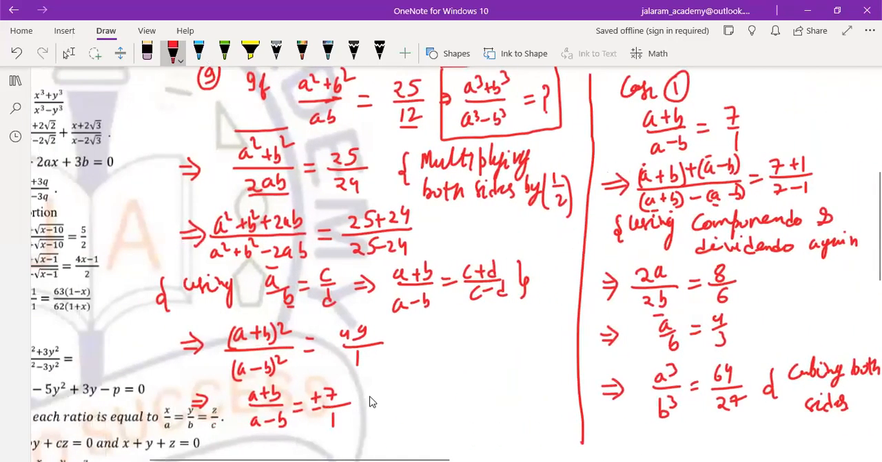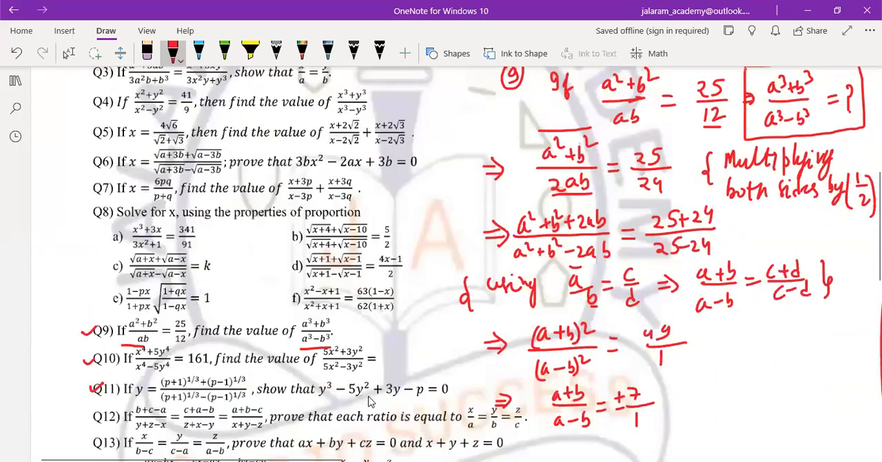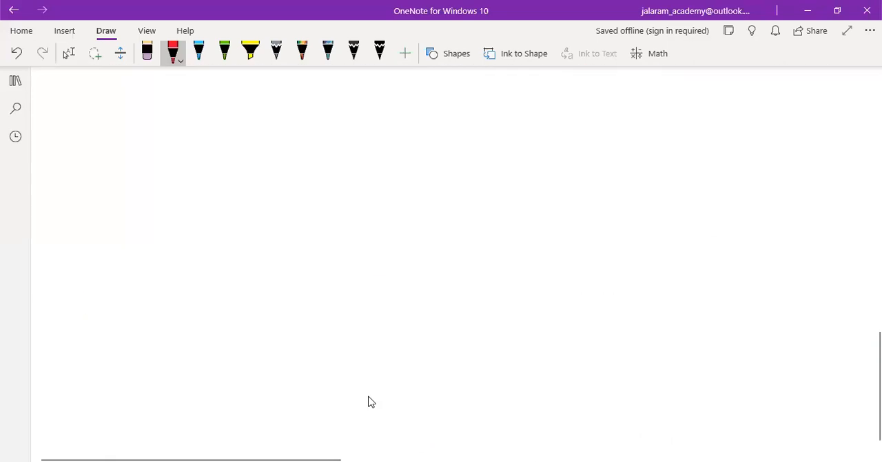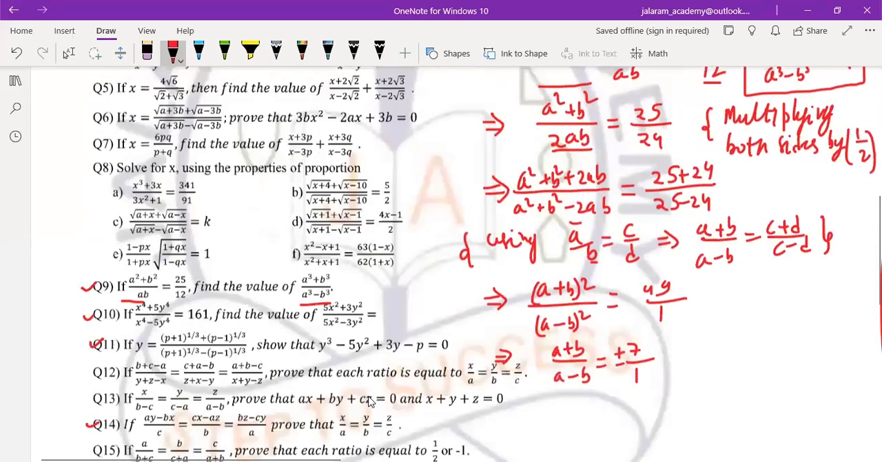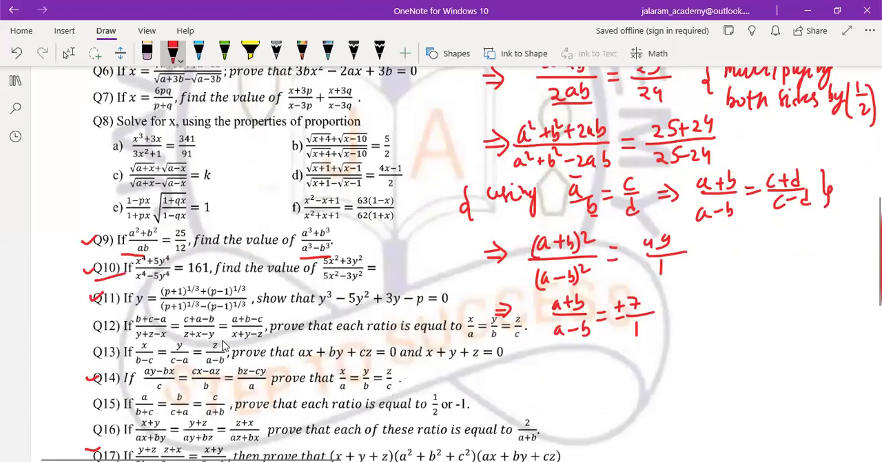Hope you all must have understood this. Isn't it clear? So now we will discuss question number 10.